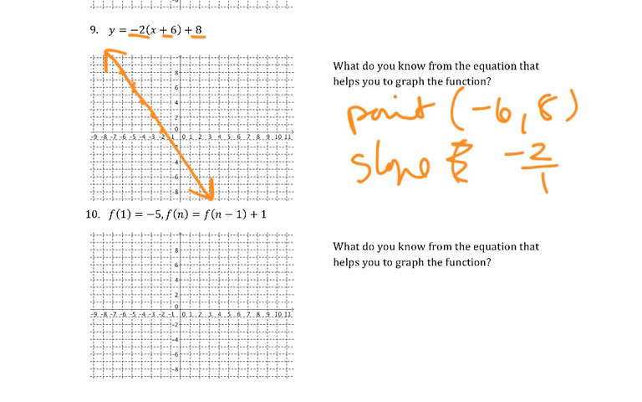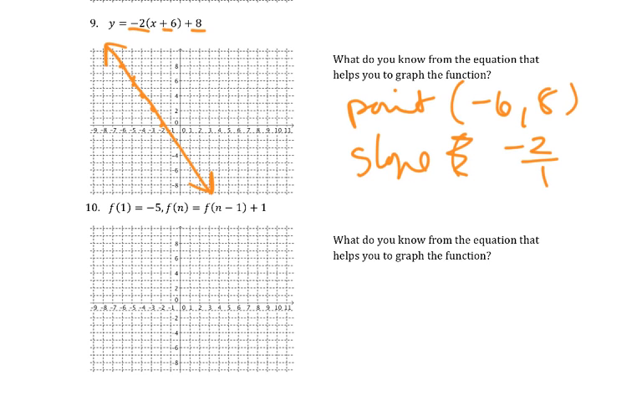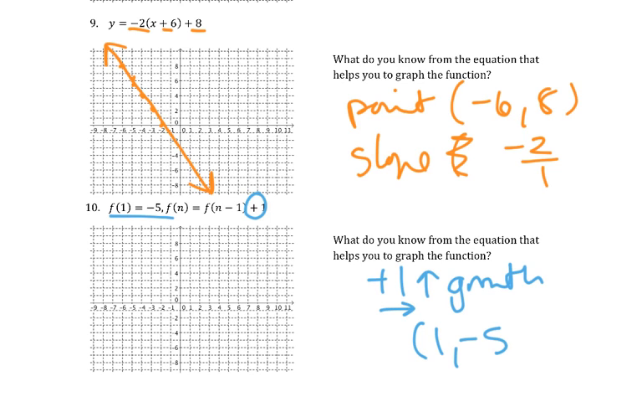For number 10, I can also see that this one is linear, right? Because it's got a plus 1. This is recursive form. So that plus 1 is my growth. So every time I go to the right 1, I'm going to go up 1. And then my point, I've got a point 1, negative 5. Okay? So 1, negative 5, I start off. Then as I go to the right 1, I go up 1. To the right 1, up 1, and so on. And follow that pattern. Okay? So there's kind of some work with those different types of exponential and linear equations.